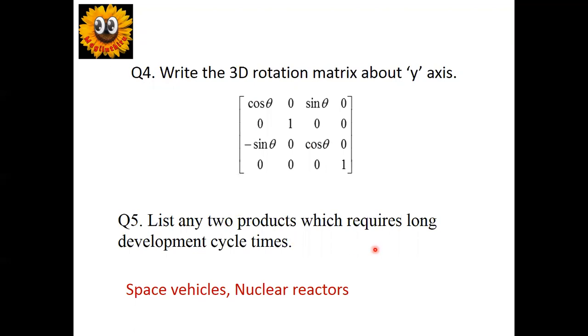List any two products which require longer development cycle time: space vehicle, nuclear reactors. Any other example is also fine. You will be awarded 2 marks.